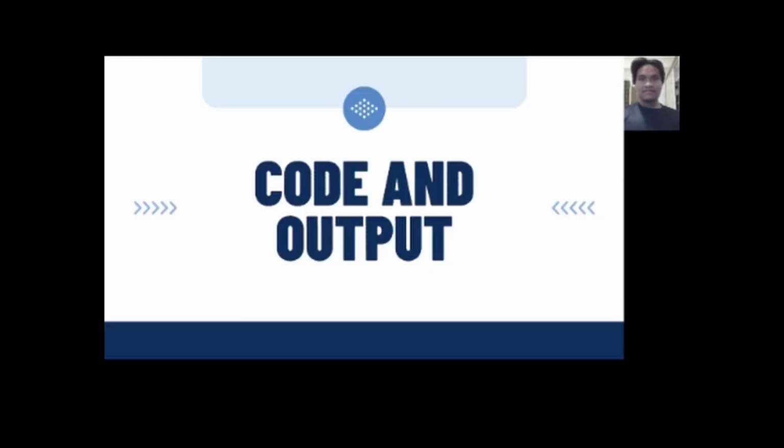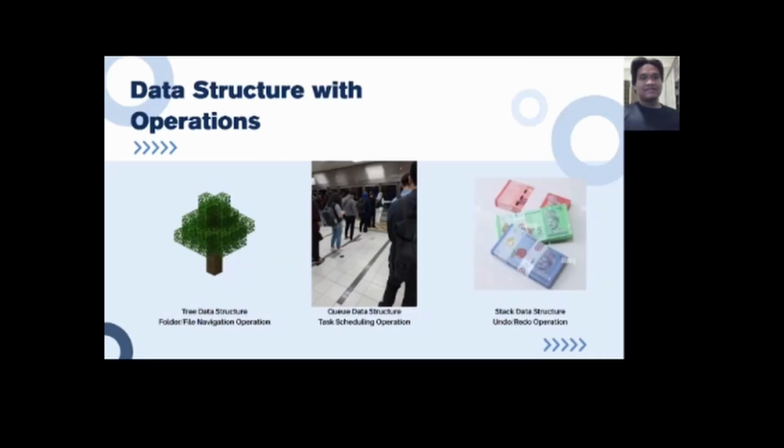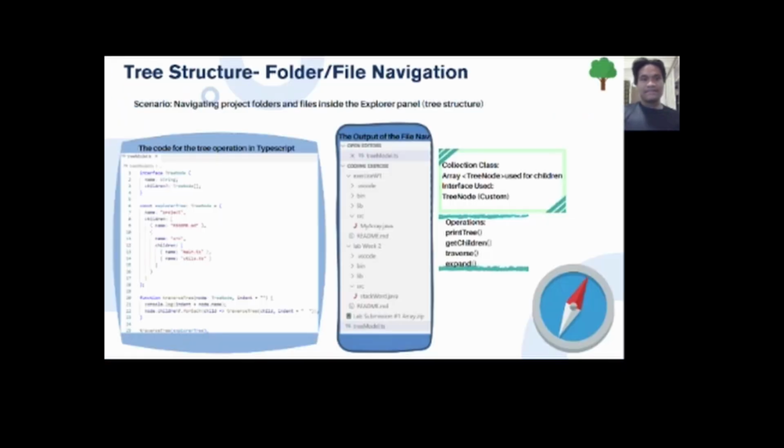Thank you. So for the code and output of the VS Code, the data structures with operations that have been discussed prior are the tree data structure for folder or file navigation operation, the queue data structure for task scheduling operation, and the stack data structure for undo or redo operation. Under the first one, tree structure for folder or file navigation, the scenario is navigating project folders and files inside the Explorer panel, or the tree structure.